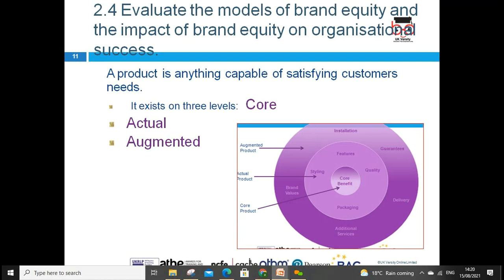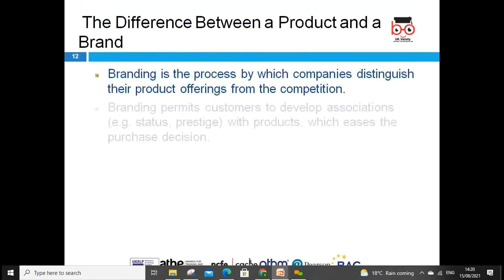When we say actual, look at the features, quality, packaging, and styling. That's the actual product. For the core benefit, like a skincare product, it protects you, so you identify why. In the augmented product, we provide installation, guarantee, delivery, and additional services, and brand value. So when you design a brand, you have to make sure you focus on all of these.